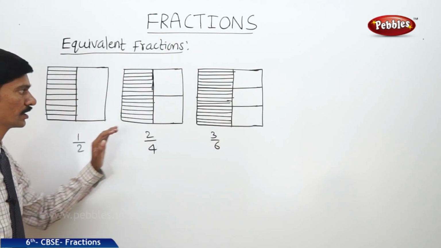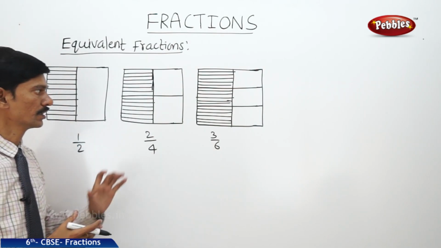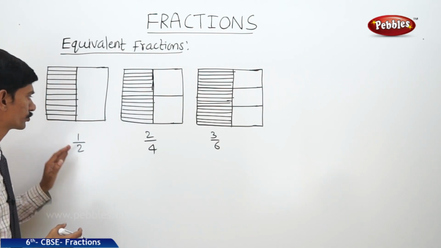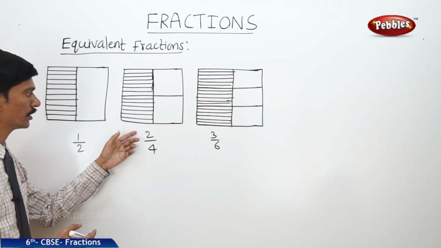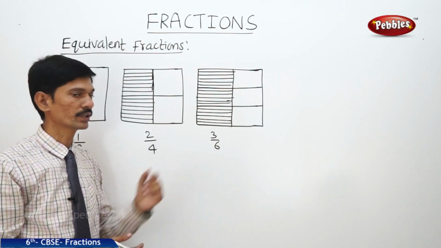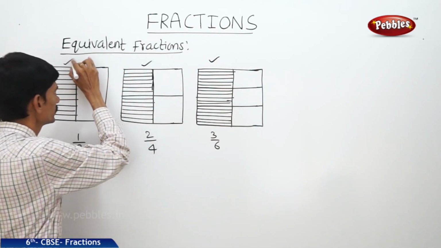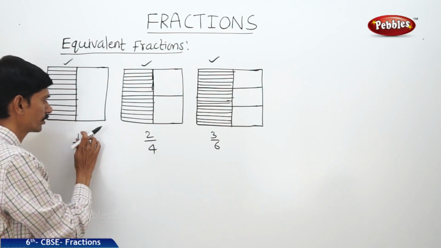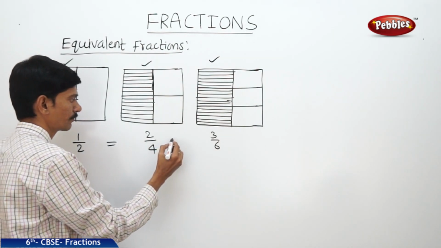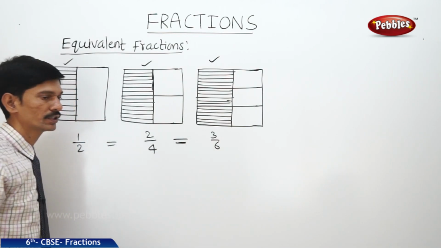So in the 3 cases, means in the 3 squares, the same portion of the square has been shaded. In the first square, 1 part is shaded out of 2 parts. In the second, 2 parts are shaded out of 4 parts. In the third square, 3 parts are shaded out of 6 parts. But all these shaded parts represent the same portion, expressed in different fractions as 1 by 2, 2 by 4 and 3 by 6. So these 3 fractions represent the same portion of the square. So these 3 fractions are said to be equivalent fractions.